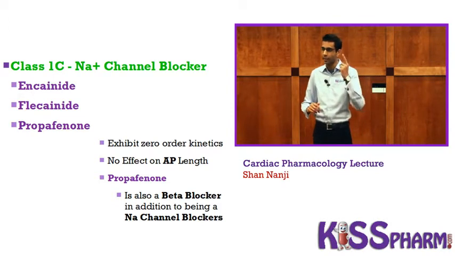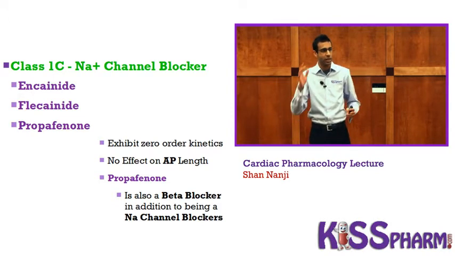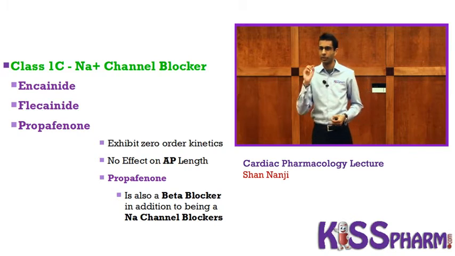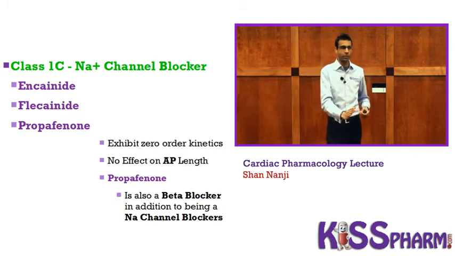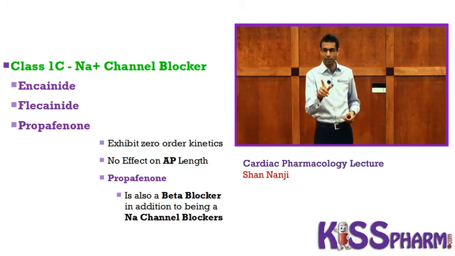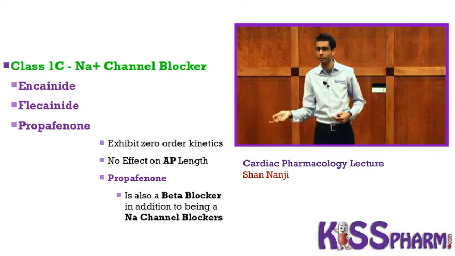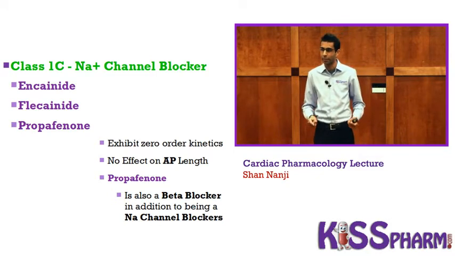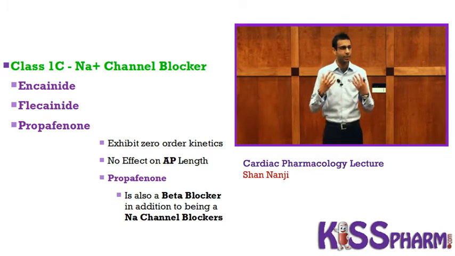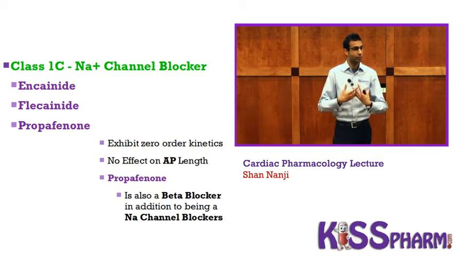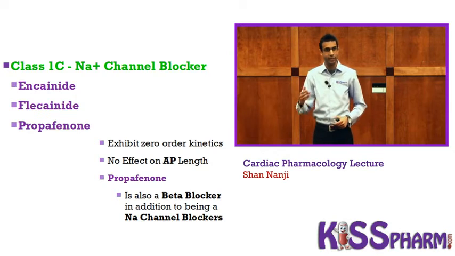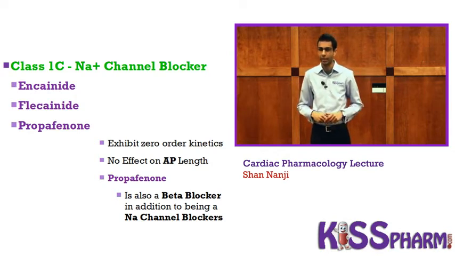Remember, all the class 1A, 1B, 1C work on sodium channels. But this drug, in addition to working on sodium channels, also blocks your beta receptors. And remember, your beta receptor in your heart, beta 1, will increase heart rate and contractility, so you're going to block it, and beta 2 will affect your contractility more than your heart rate. So propafenone will block sodium channels, and it's a beta blocker, which means that by blocking these beta receptors, which normally increase cyclic AMP because they're sympathetic, you're going to decrease cyclic AMP.